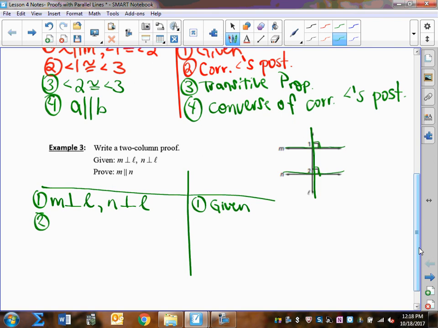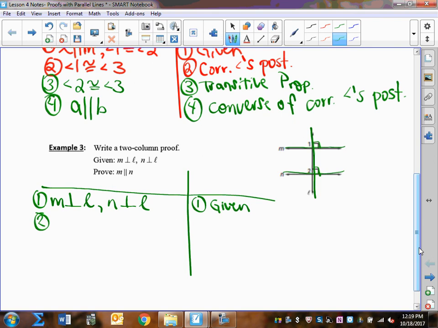We don't really have any other information given to us other than the fact that these are perpendicular. So the only thing we can work with right now is perpendicular. So what can I say? If M is perpendicular to L and N is perpendicular to L, what can I say? What is the definition of perpendicular lines to L? It forms right angles. Good.